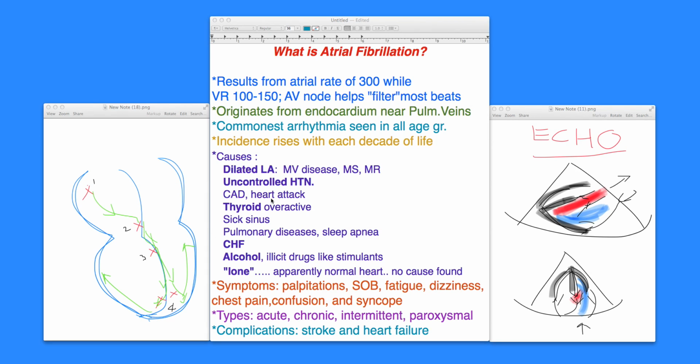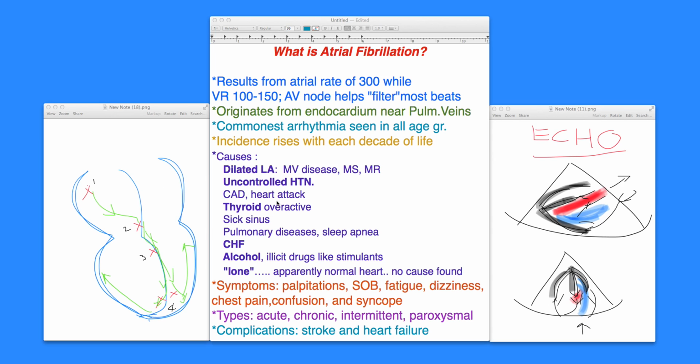Now, what are the causes? The causes are a dilated left atrium. Like I said, it originates from the pulmonary veins, the endocardial cells here, those cells that have inherent atomicity. Mitral valve disease like mitral stenosis and mitral regurgitation will do it. Uncontrolled hypertension, when the left atrium is stretched out and is also enlarged in hypertensive individuals. Heart attack, when the ventricles are weakened, or it's an acute event, can generate atrial fibrillation.